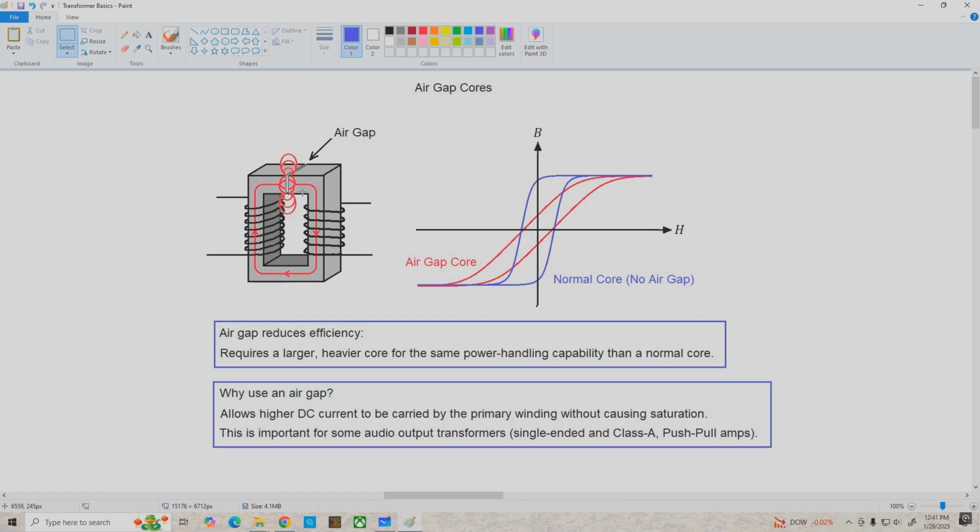So why would we want to use an air gap at all? Well, there are some applications where we're going to have a relatively high DC current flowing through the primary. That would be in Class A single-ended and push-pull amplifiers. And we don't want the core to saturate right off the bat because of this DC current, so the air gap prevents this from happening. And the trade-off is that we have a less efficient core. It has to be larger and heavier to get the same power handling capability.